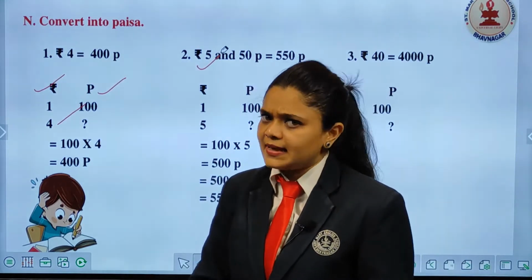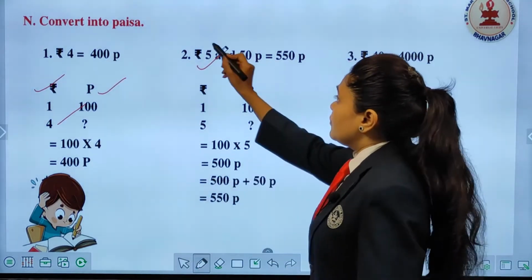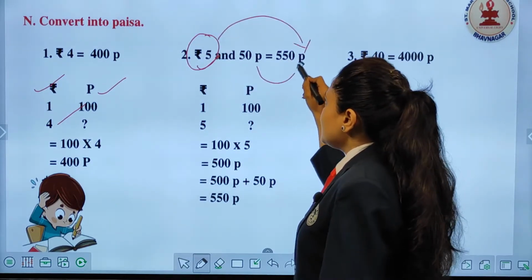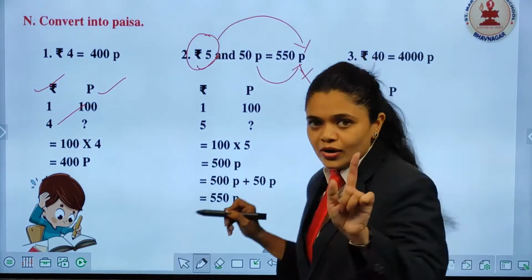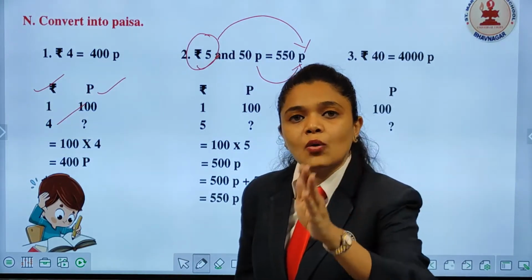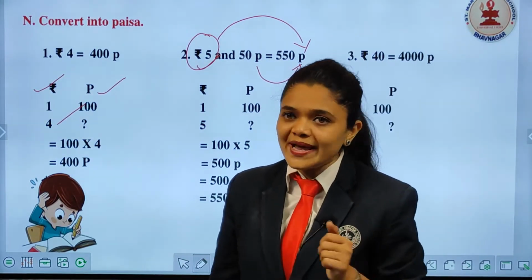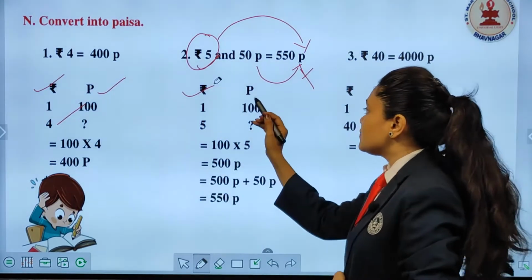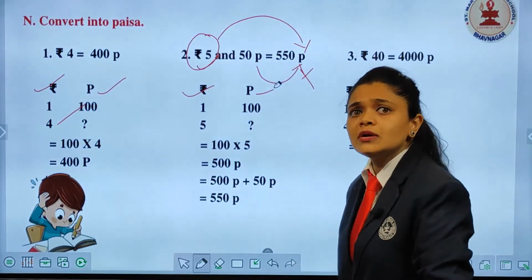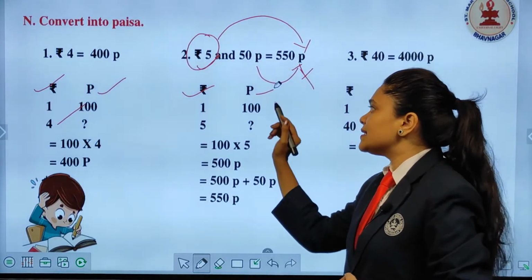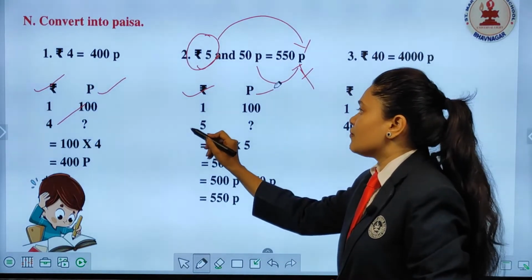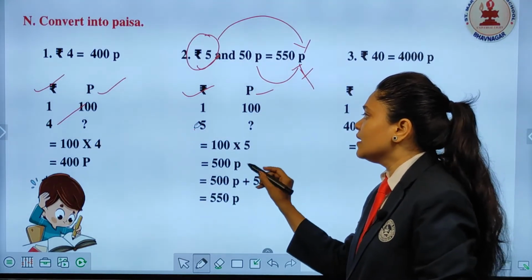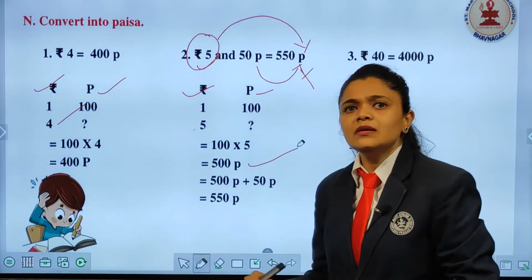Now the next one, we have 5 rupees 50 paise is equals to what we will get? 550 paise. Let us see how. Now children, from rupees to paise we have to convert. Paise to paise you cannot convert it. So we will only convert rupees to paise. How? Again, what is given? Rupees is given and what we have to do? We have to convert it into paise. 1 rupee is equals to 100 paise, then 5 rupees is equals to how much? So 100 into 5 gives you 500 paise.